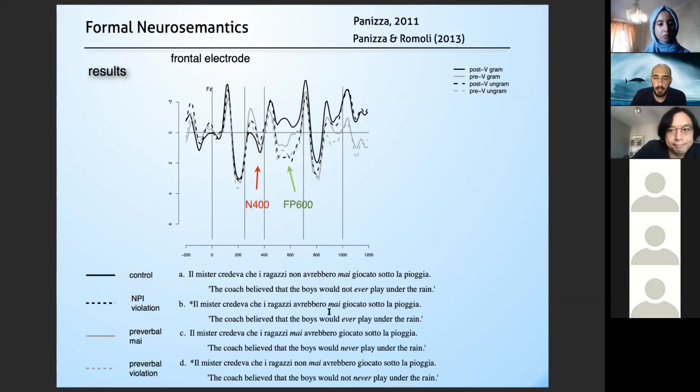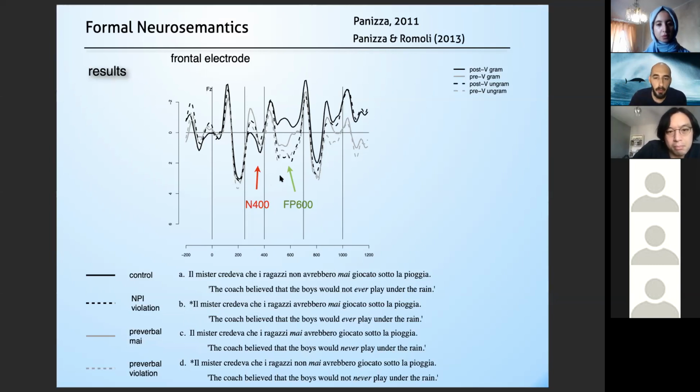So in the one condition you have no licensor and mai is post-verbal, and in the other condition mai is preverbal, but in an ungrammatical sentence because you have non-mai, generating this sort of syntactic ungrammaticality.